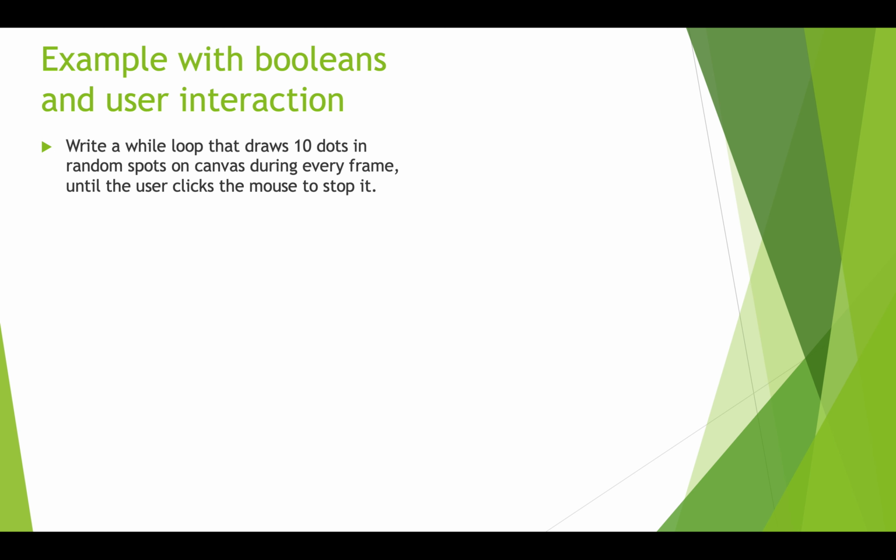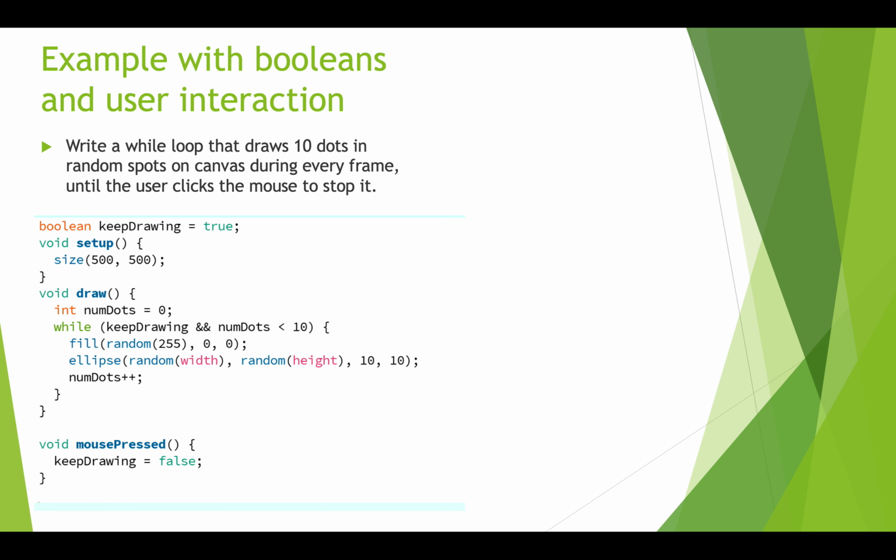All right, one last example. Write a while loop that draws 10 dots in random spots on the canvas every frame until the user clicks the mouse to stop it. So here we have user interaction and using Booleans in a while loop, as well as counting. Because we want to draw 10 dots every frame, we have to count in our loop. And so here's the code that makes that happen.